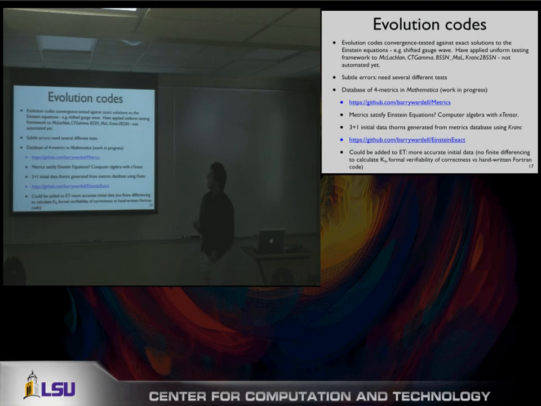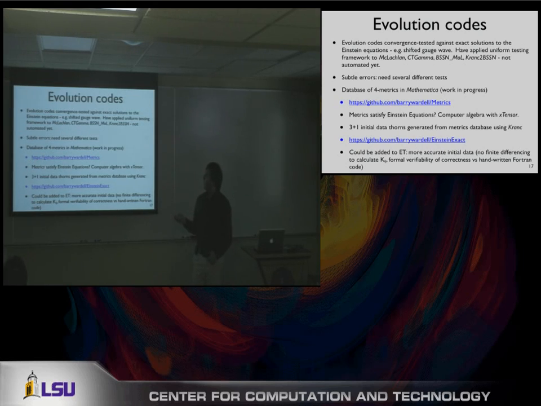Something that we've been doing at the AI is working on a database of metrics in Mathematica. At the moment, we only have a small handful of metrics, but these are expressions which can be used for various purposes. If you're doing relativity calculations, maybe you want to have some metrics available, and there is not currently such a database. When I say database, I mean a directory full of Mathematica source files. It's not really a database. And you can download the work in progress here.